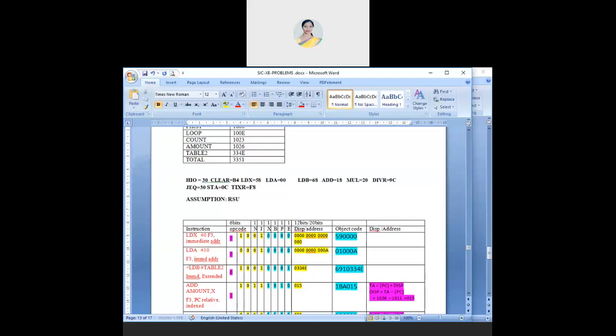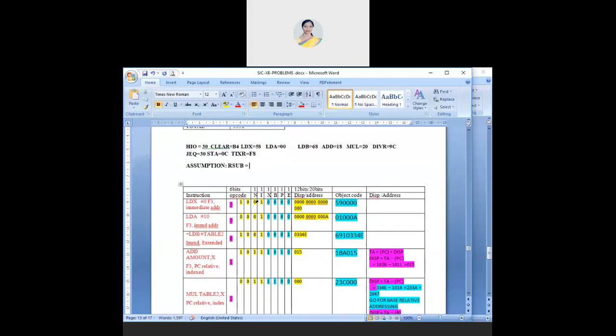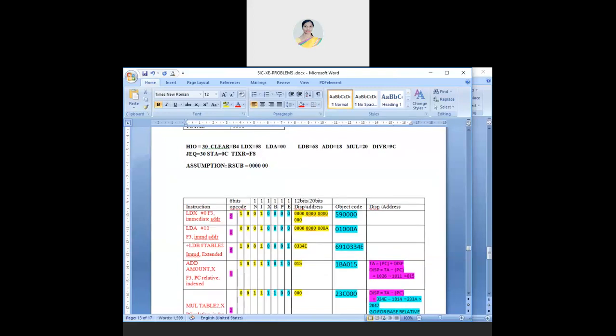Assumption: R sub 2 equal to, okay. How do you assume the value? What are the possibilities which you can assume the value is? See, this is how many bits? 6 bits, right? And out of 6 bits, 4 bits, how do you write this? Suppose I write 0000, okay, fine. So the first 4 bits, I can extend up to where? 002FFF. Do you agree? The first 4 bits, you can write from 0 to F.